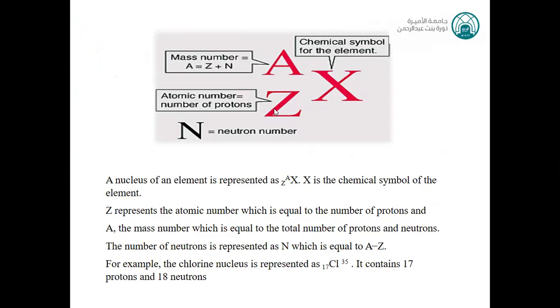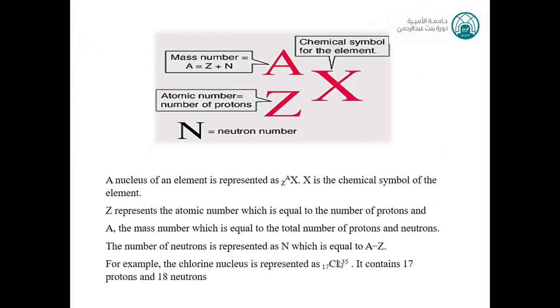The element symbol can be written as follows, where X represents the chemical symbol for the element. A is called the mass number, which is equal to the number of protons plus the number of neutrons. Z is called the atomic number, which is equal to the number of protons or electrons. The neutron number is equal to A minus Z. The neutron number is equal to the mass number minus the atomic number.